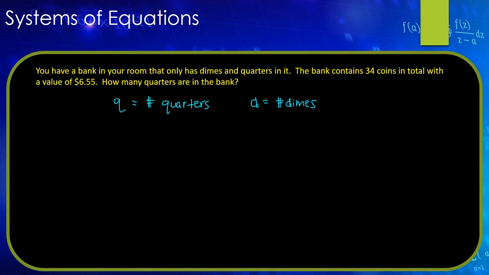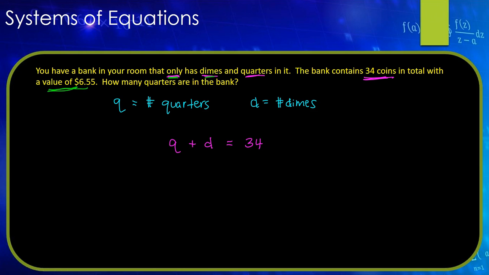So the first piece of information I noticed is that it only has dimes and quarters, so there are no other coins I have to be aware of or worry about. It says the bank contains 34 coins in total, which means the number of quarters plus the number of dimes have to total 34. So I write an equation that says Q plus D equals 34.